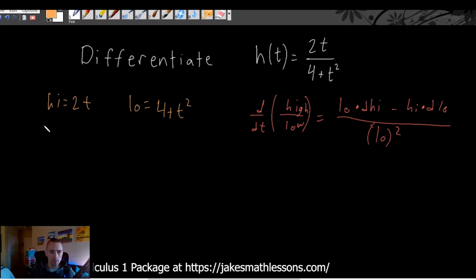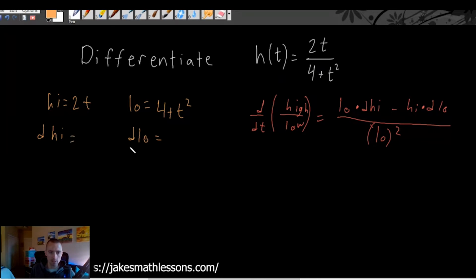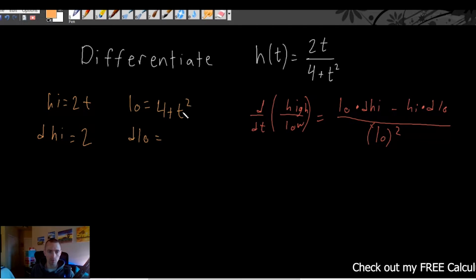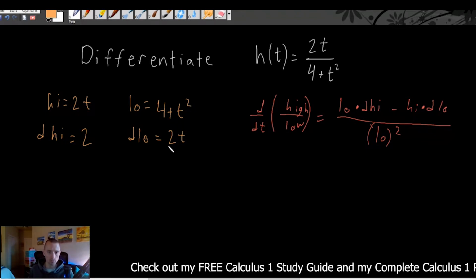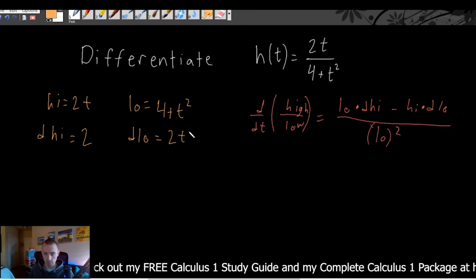Then you want to find the derivative of the high and the derivative of the low. D high and d low just mean derivative high, derivative low. So d high, the derivative of 2t with respect to t, is going to be just 2. The derivative of 4 plus t squared can be done using the power rule. The derivative of a constant is 0, but for t squared, you bring the 2 down in front, keep t as your base, and subtract 1 from the power. 2 minus 1 is 1, so 2t to the 1 is just 2t.